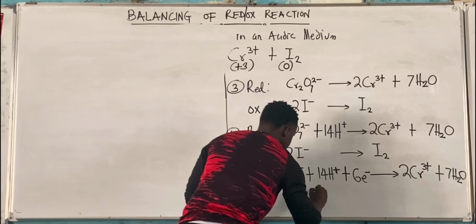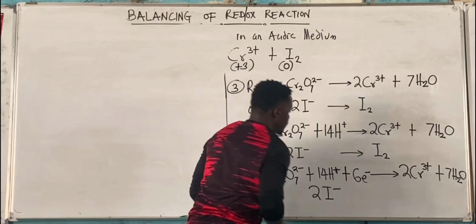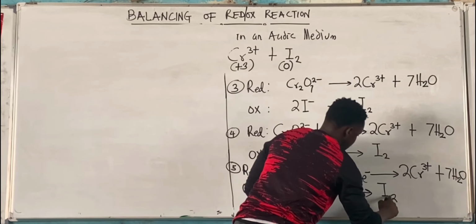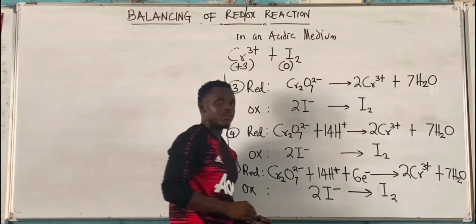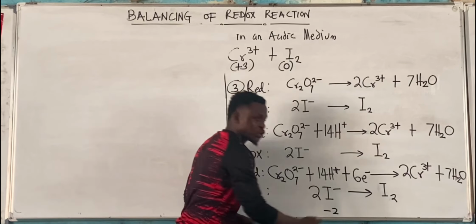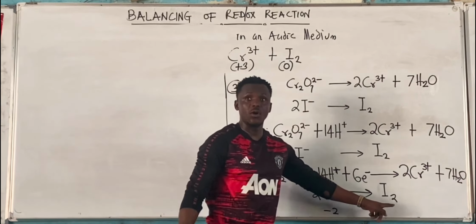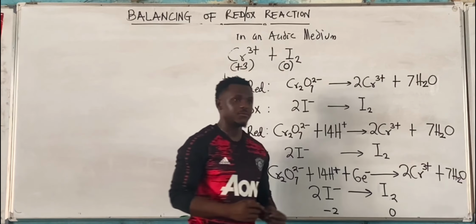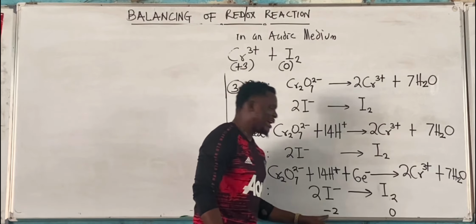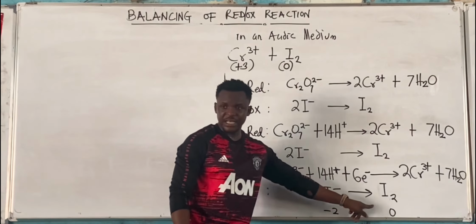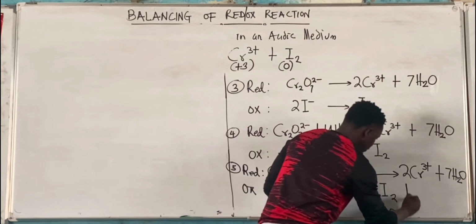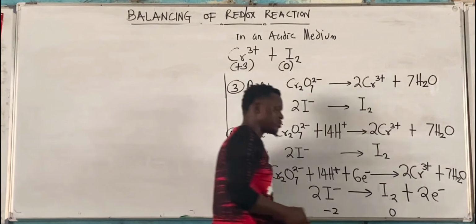Now we have 2 minus. Now, if you look at this guy, the left hand side, 2 times minus 1 is minus 2. The right hand side, elements that are not in combined states have no charge, so it's 0. There's no charge here, so this guy is neutral, it's 0. Now, 0 and minus 2, which of these is more positive? 0. So, how many electrons will I add to 0 to reduce it to minus 2? It's 2. So, I'll come here and say plus 2 electrons.